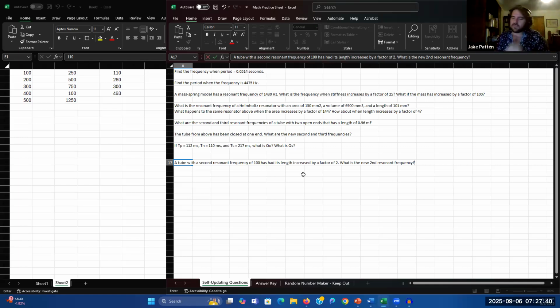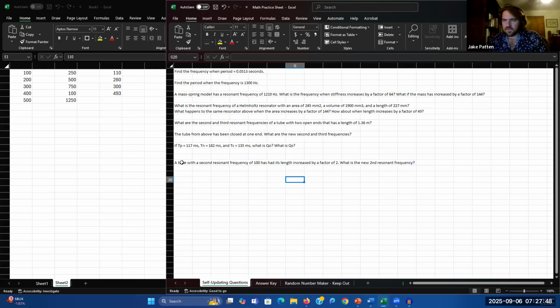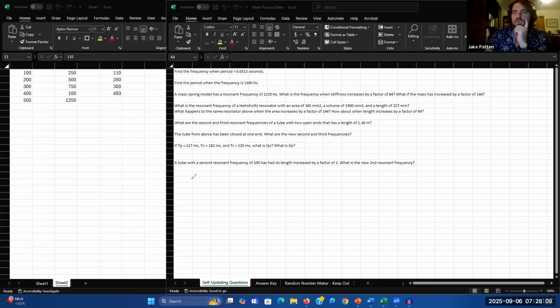So it's kind of like you have to do the calculations twice, right? You have to find the length of this first tube, and you're just given that the second resonant frequency is 100. So we can run through this really fast. If I go too fast running through this, you can stop me and slow down. And if you're going along with it, then that's cool.